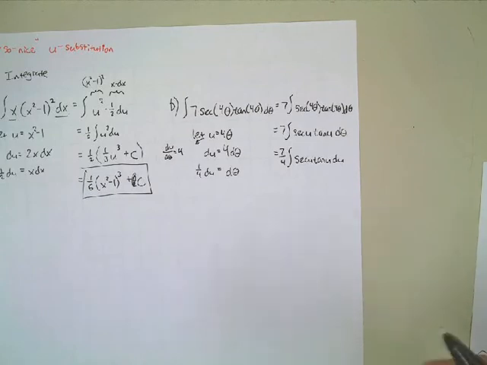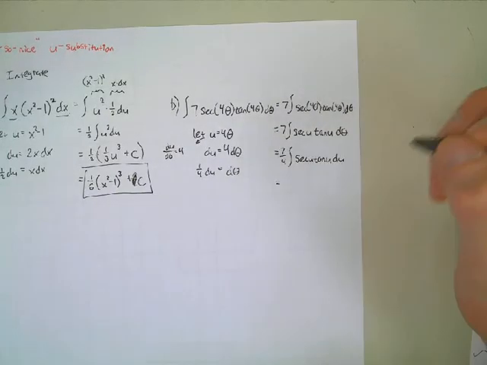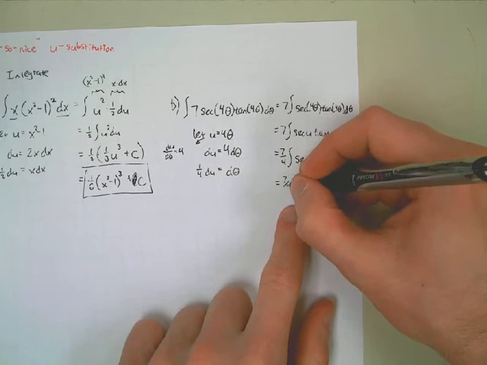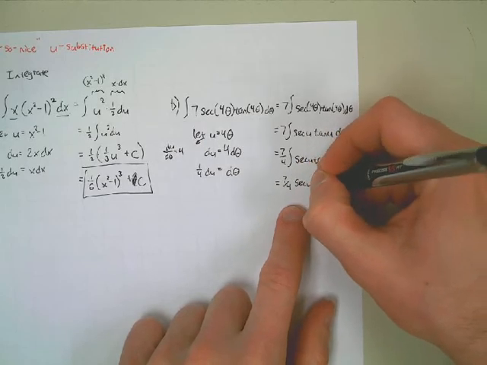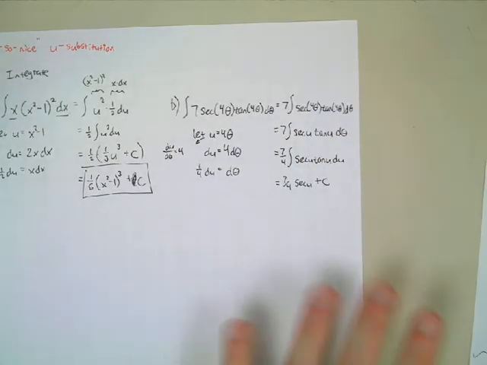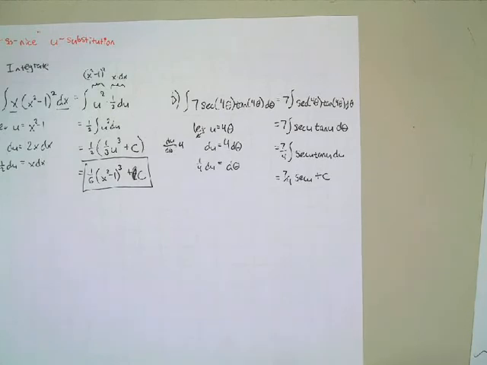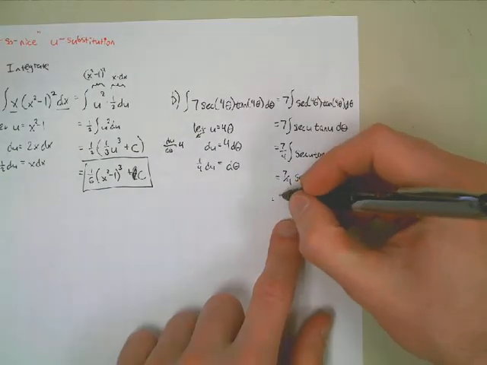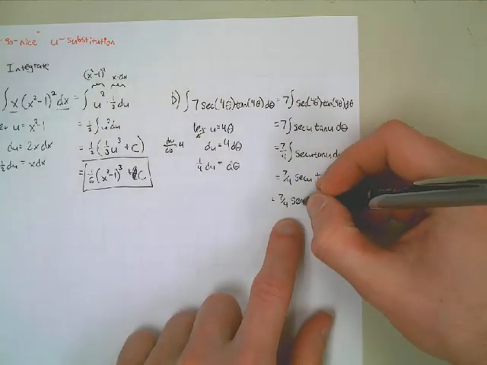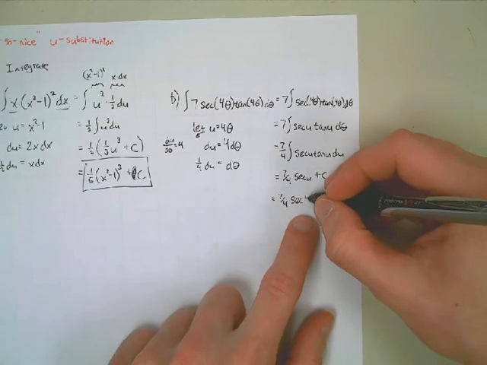Negative secant squared of x. Or no, it's just secant. 7/4 secant u plus c. That's why it's so important to know those integral rules. And so then we resubstitute back secant of 4 theta. There it is. Totally good.